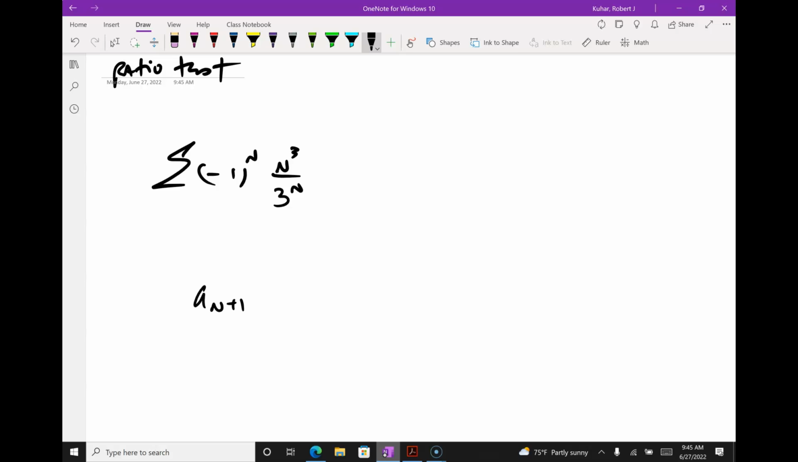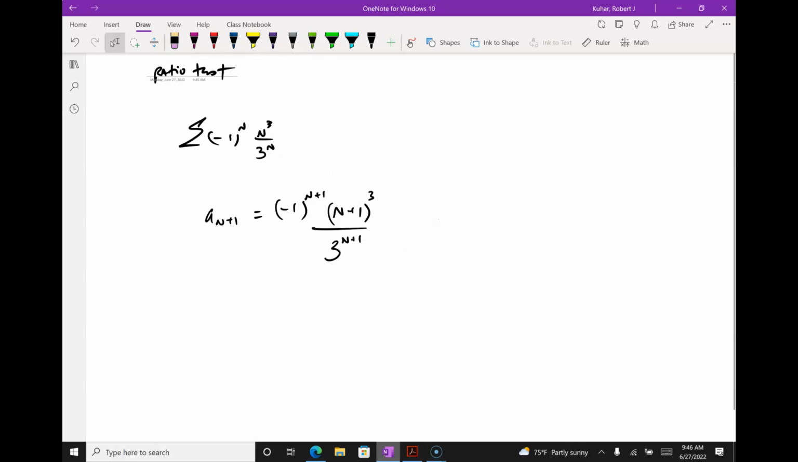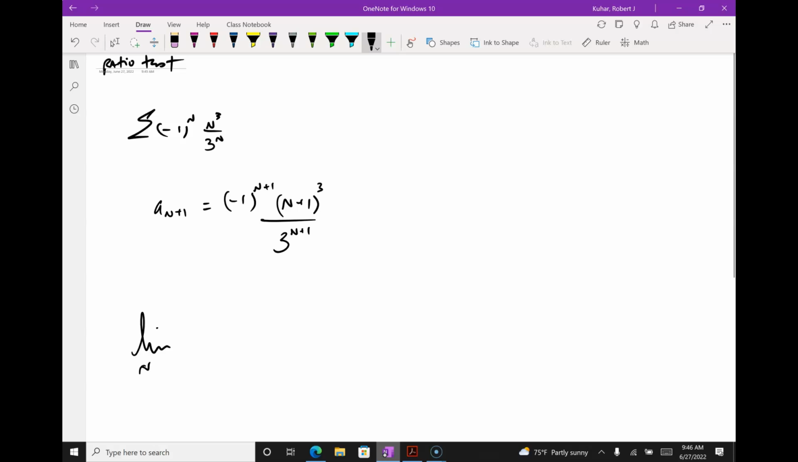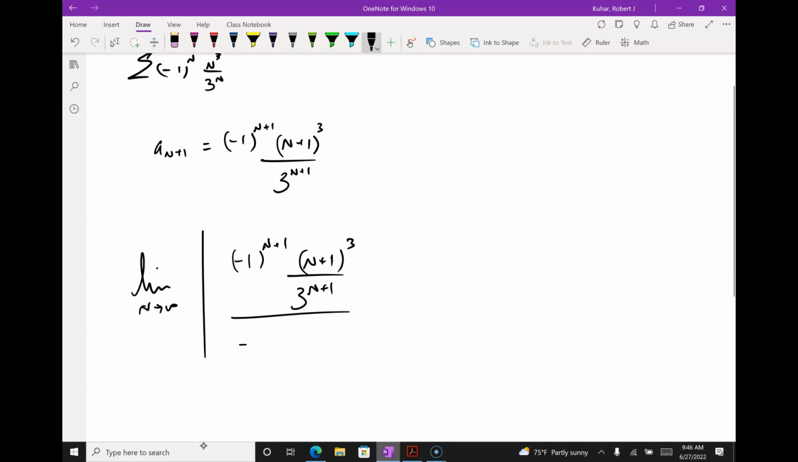So a sub n plus 1 would be what? Negative 1 to the n plus 1 and n plus 1 quantity cubed over 3 to the n plus 1. So I want to write out that next term and then look at the limit as n goes to infinity of the ratio of those terms. Negative 1 to the n plus 1 all cubed over 3 to the n plus 1 divided by the original nth term. What's the absolute value going to do here? Get rid of the negative ones, they're positive no matter what happens. Those are going to go away, because I only care about the absolute value of it.